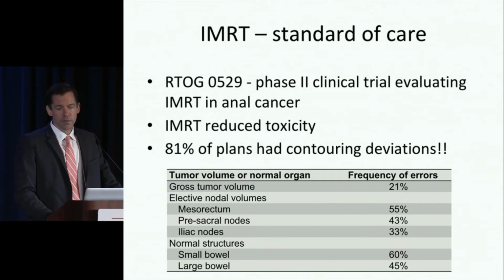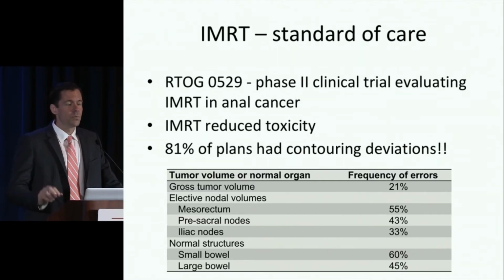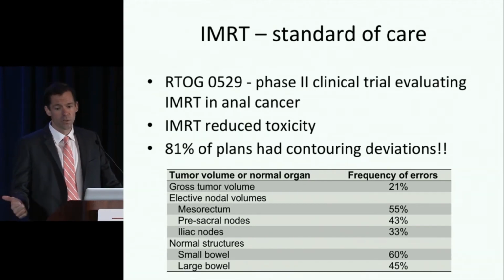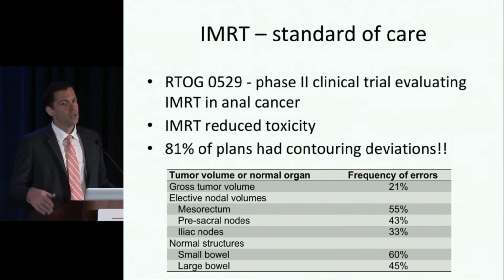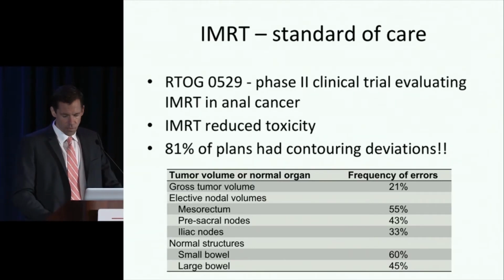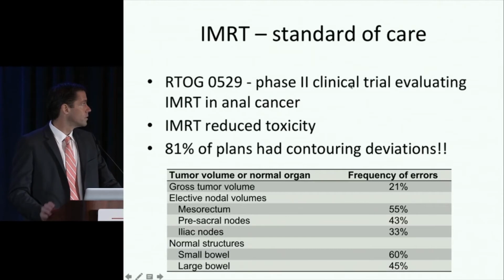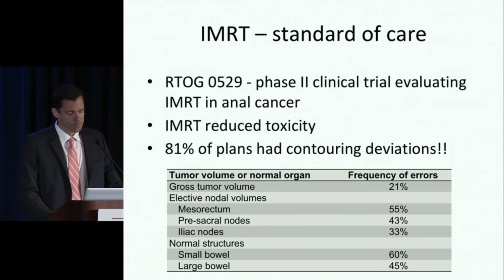RTOG 0529, as we all know, is a phase 2 study that evaluated IMRT in anal cancer. There are 2 important findings from this study. Number 1, IMRT reduced toxicity compared to historic controls. And number 2, 81% of plans actually had contouring deviations. So anal cancer contouring is not easy. It's very easy to get tripped up with some of the details. Here we have a slide that I'm not going to go over, but there were errors in contouring most of the organs that were involved, including the gross tumor, elective nodes, as well as normal structures.